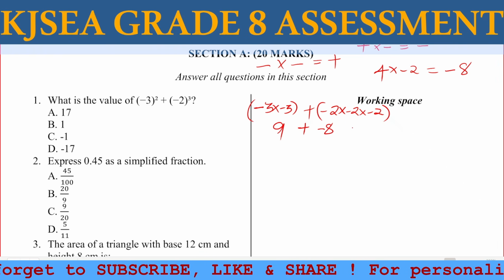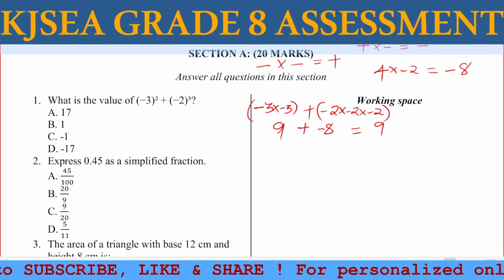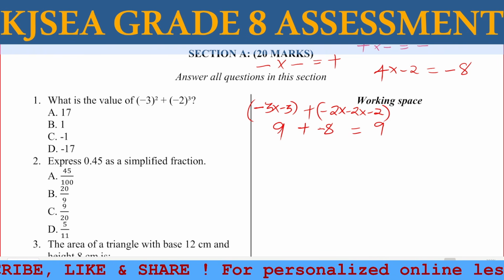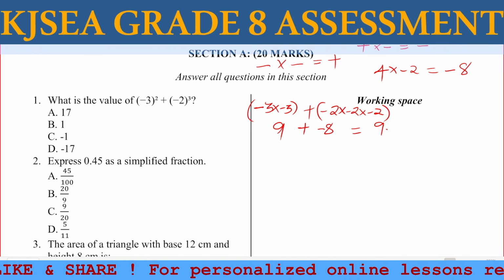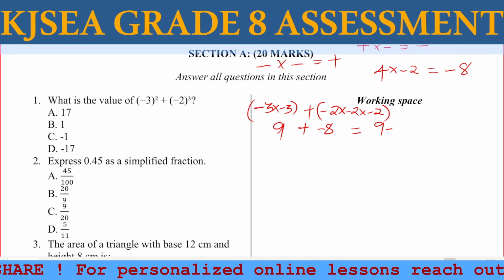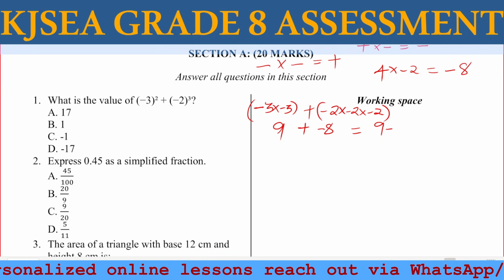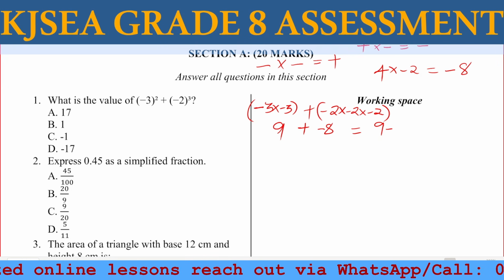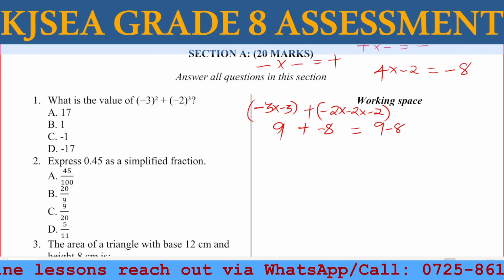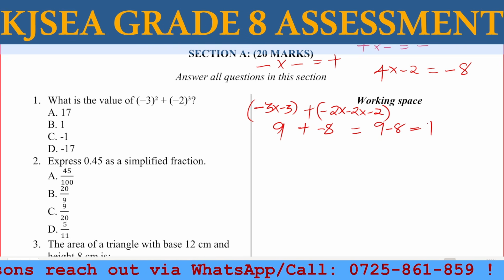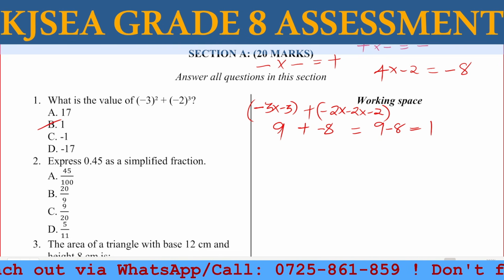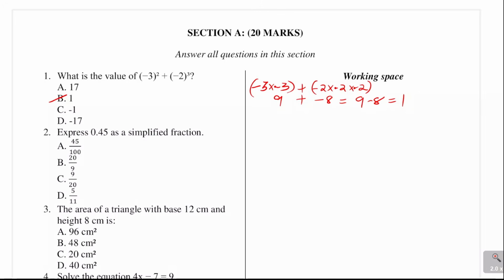And this will give 9 positive plus -8. That will give negative. Positive and negative. Remember what we've said, negative times positive or positive times negative will give negative. So that gives 9 subtract 8. The solution is 1.